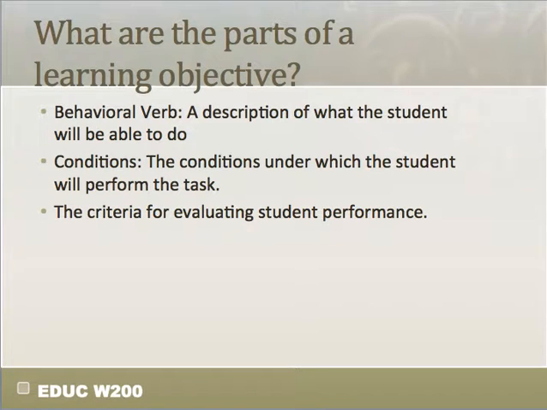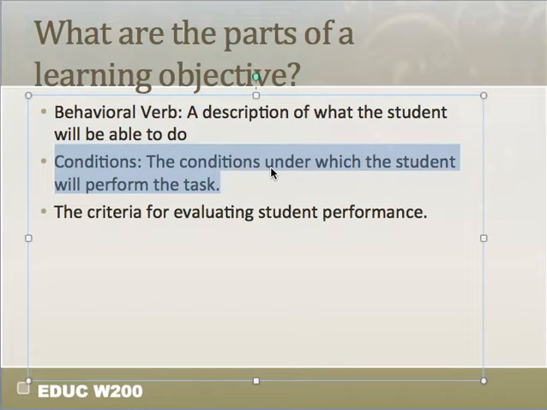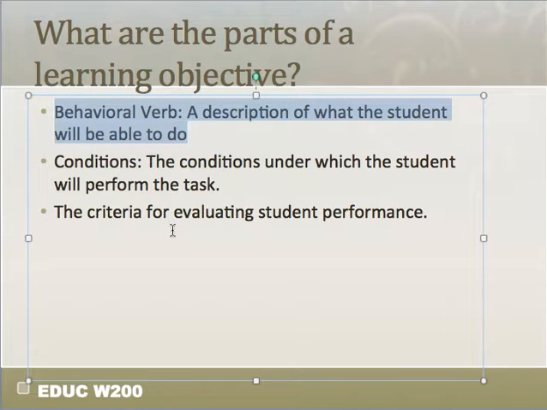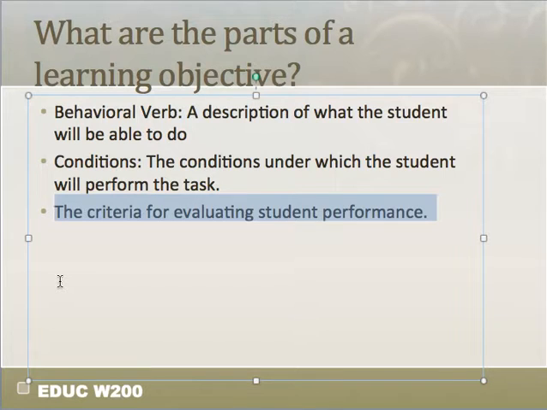So again, going back to review the parts of a learning objective, it usually starts off with a condition, the conditions under which the student will perform that particular task. Then it goes to the behavioral verb, and that's a description of what the student will be able to do. And then finally it ends with the criteria for evaluating student performance.